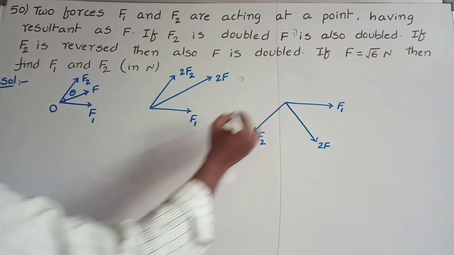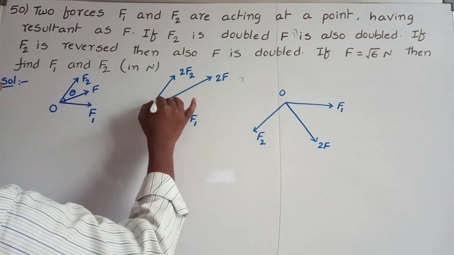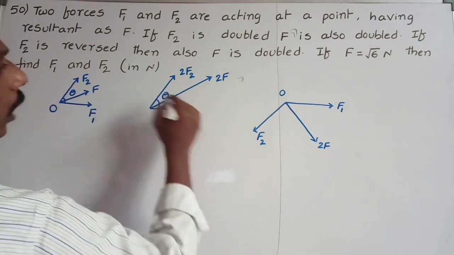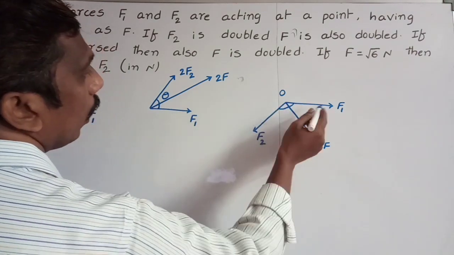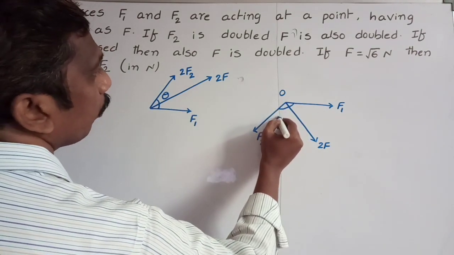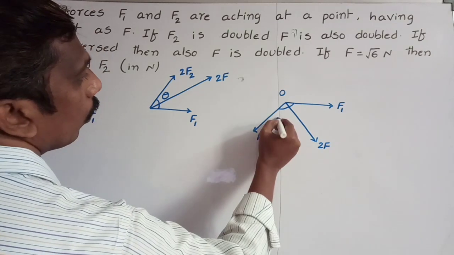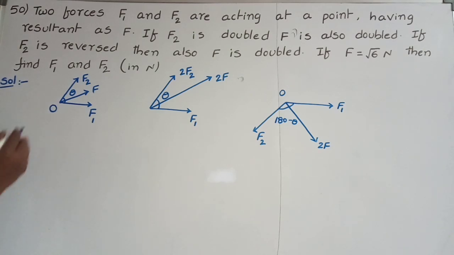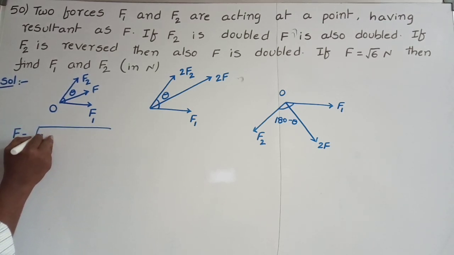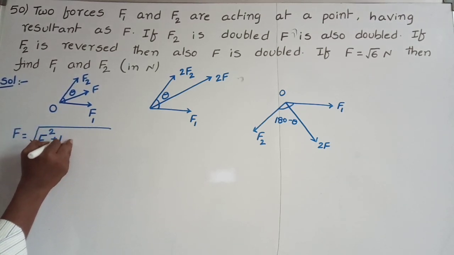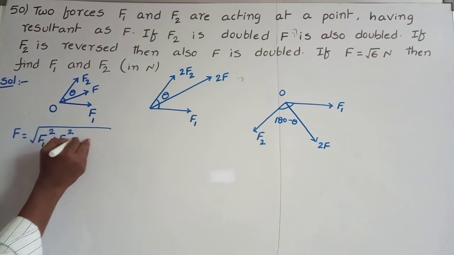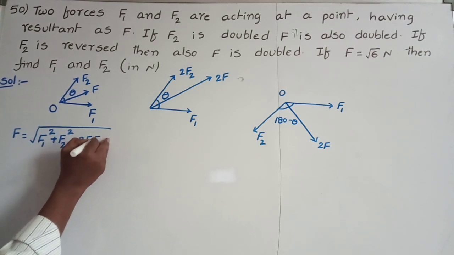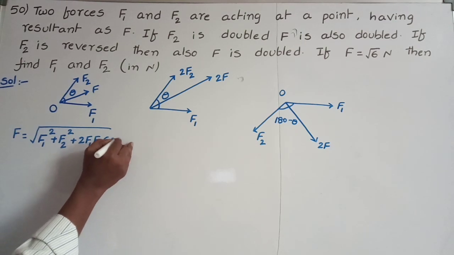According to the problem, these are the situations. Here the angle between F1 and 2F2 is theta. In this case the angle between F1 and F2 is 180 minus theta. From this, the resultant F is equal to under root of F1 square plus F2 square plus 2F1 F2 cos theta. That is the formula here.